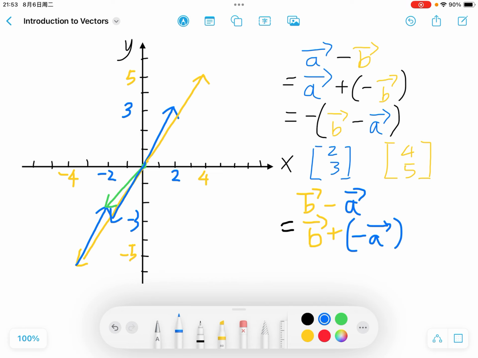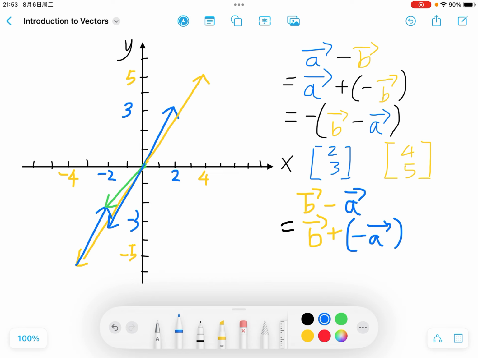So if that's negative vector A, we wanted to add negative vector A and also vector B together. So let me just draw this more realistic looking. So something like that.